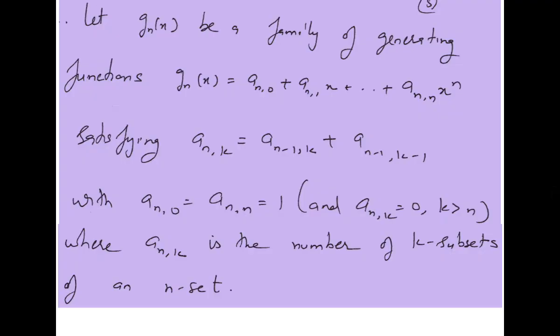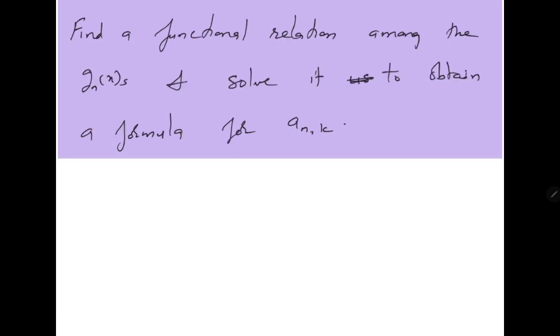Moving further, this is the last one, which says that now we are considering two variables. So it says if g_n(x) is a family of generating functions which is given as follows, a_n,k, the recurrence relation is given as follows, a_n,0 and a_n,n are 1. So we need to find a_n,k. So find a functional relation among g_n and x and solve it to obtain a_n,k.